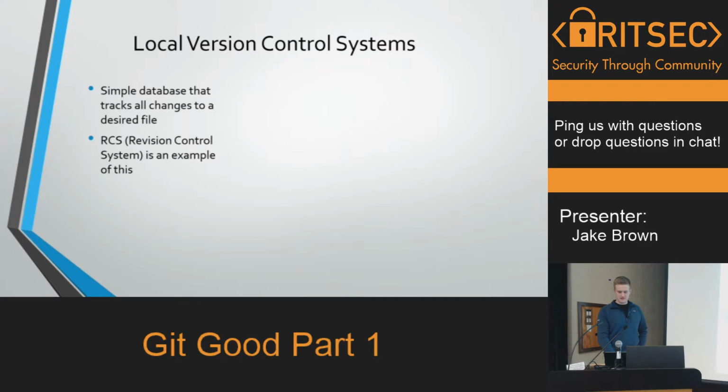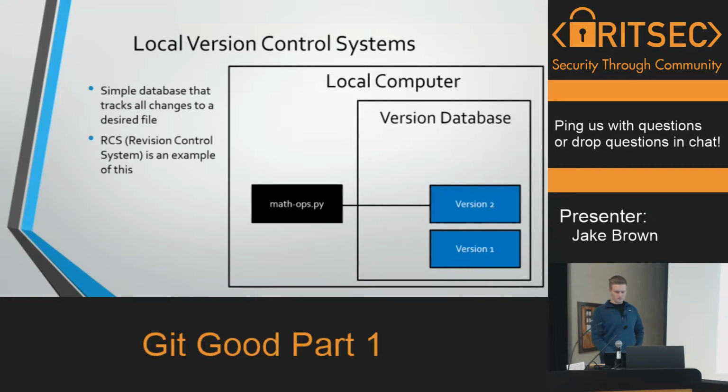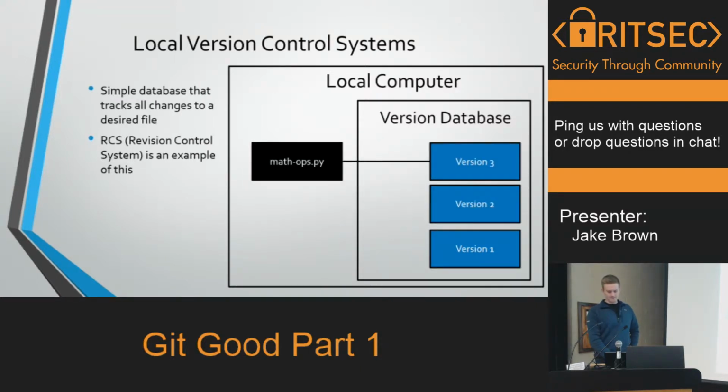So to illustrate how they work, I busted out some PowerPoint animations. If we think back to our math ops, say we want to add subtraction, maybe we save that as another version. We want to add division, we'll save that as a third version. And now we can revert back to old versions if necessary, right? If we break something, if we have an issue like that. So local version control is pretty sweet, right?